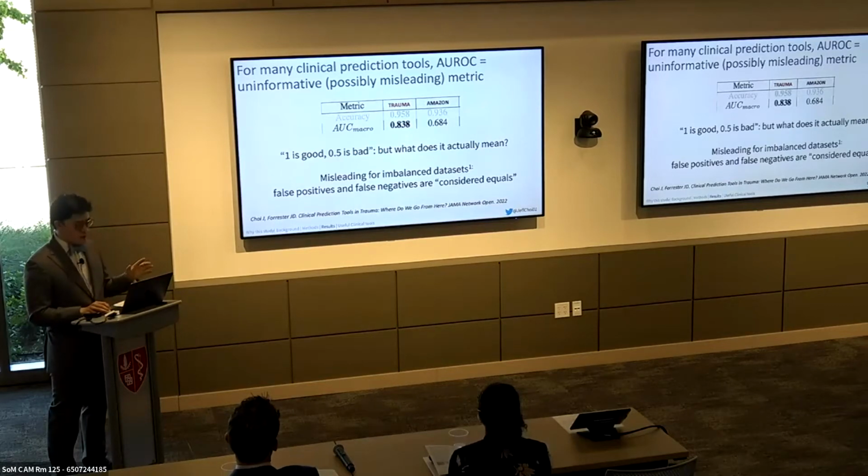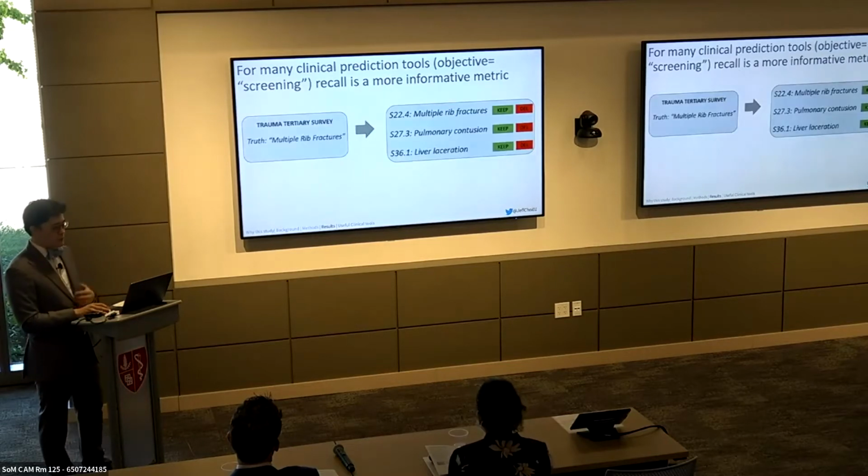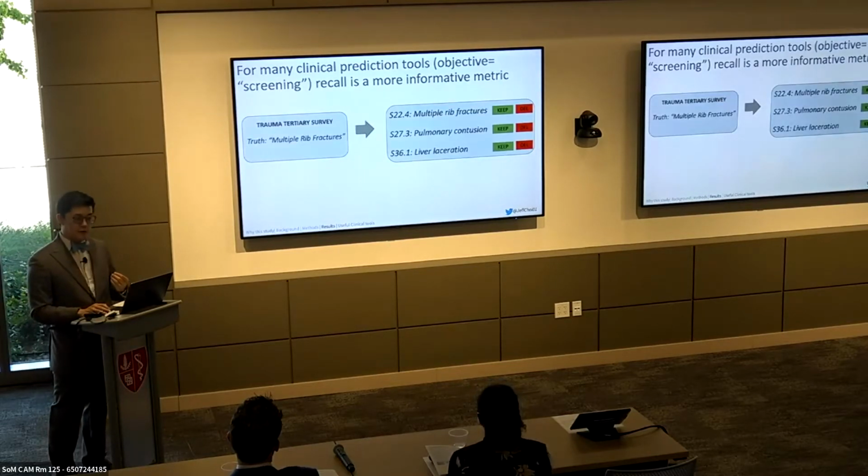And AUC considers false positives and false negatives to be the same, which is an inappropriate assumption for most clinical prediction tasks. So if we step back and think about what prediction tools are trying to do, we'll find that recall or sensitivity is a more important metric.